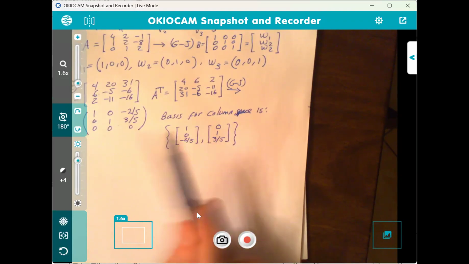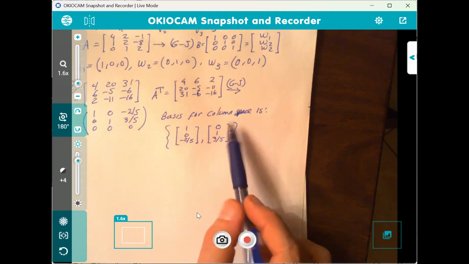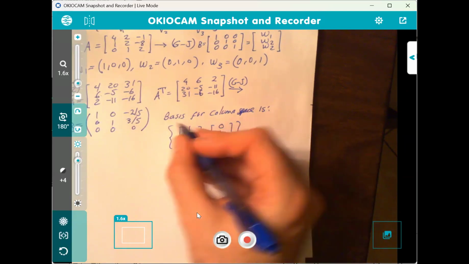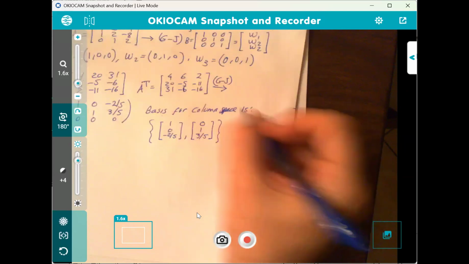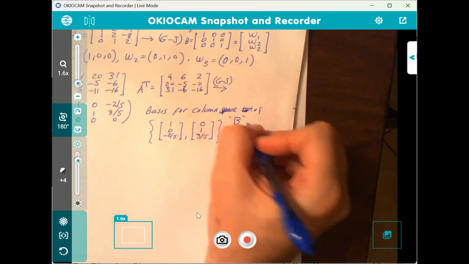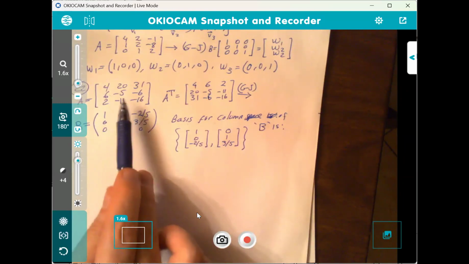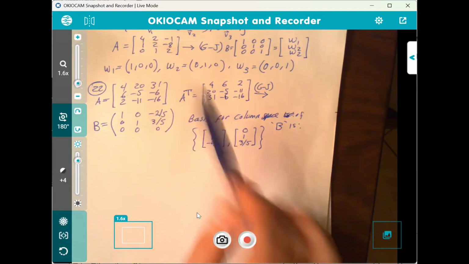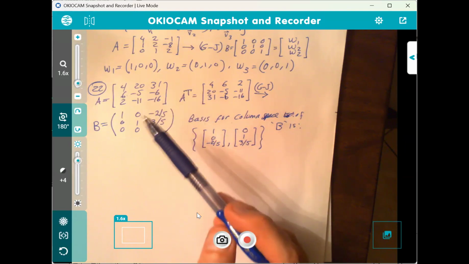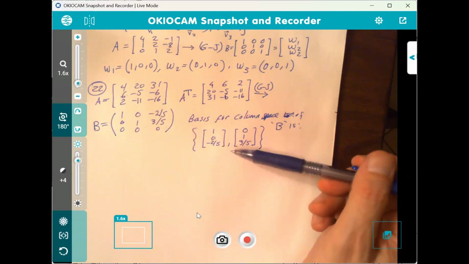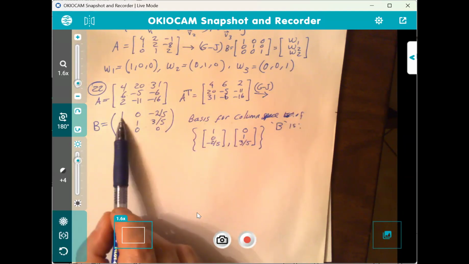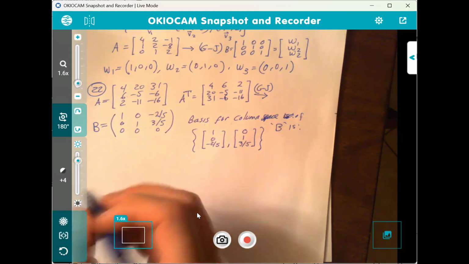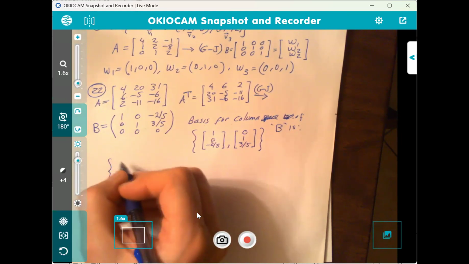So this is the column space for the equivalent matrix, right? This is matrix B. This is a basis for the column space of B. We want to find the basis for the column space of A, right? So a basis for the column space of A therefore consists of columns 1 and 2, the first column and second column of the original matrix. So this is the answer to the exercise, in other words.